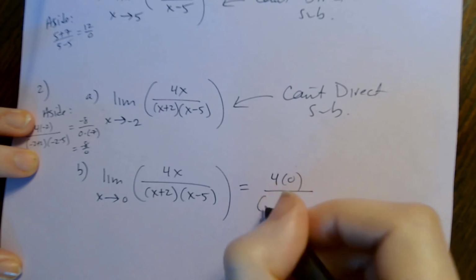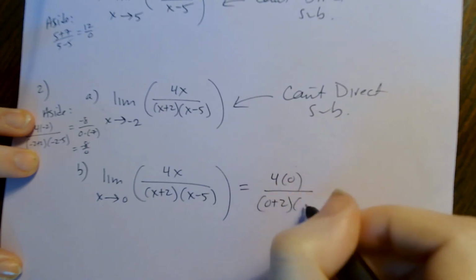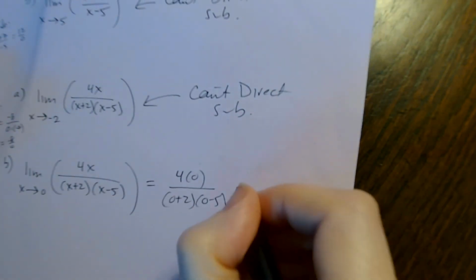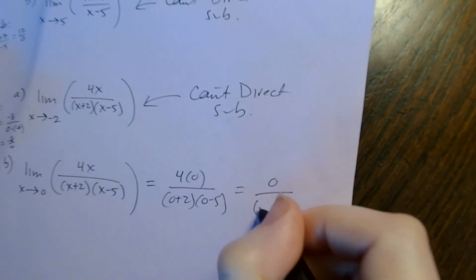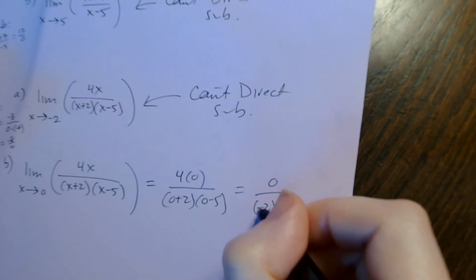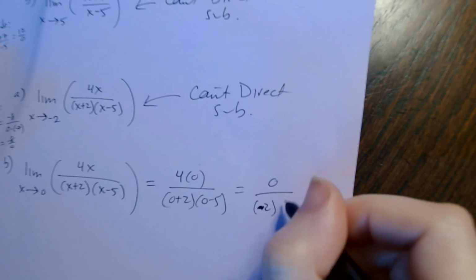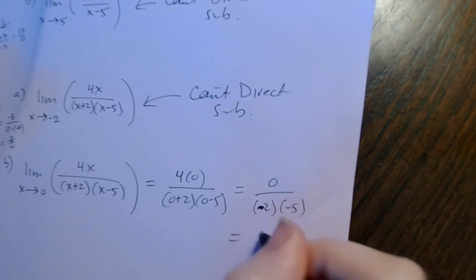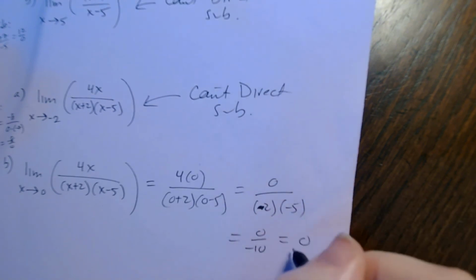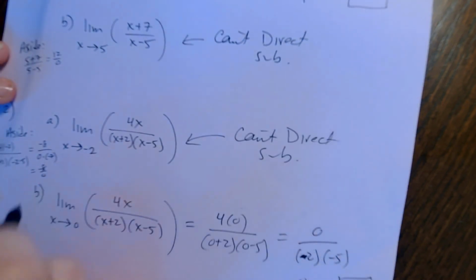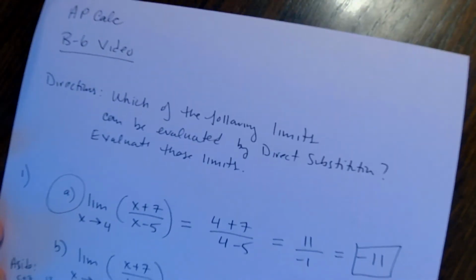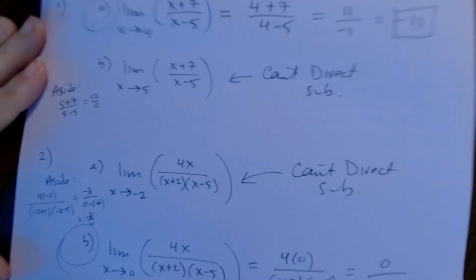So, and then this is 0 plus 2, 0 minus 5. So this is 0 over, no, that's +2. 0 over +2. Okay, so it worked for this one. So it just worked for A and B. All right, guys, that's like most of it.